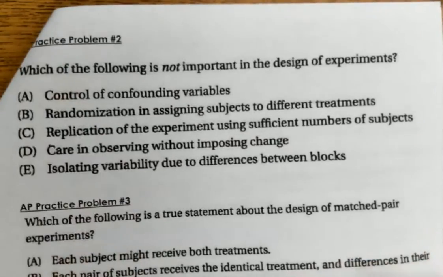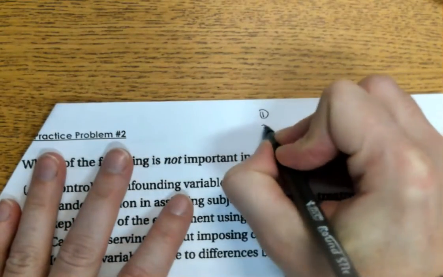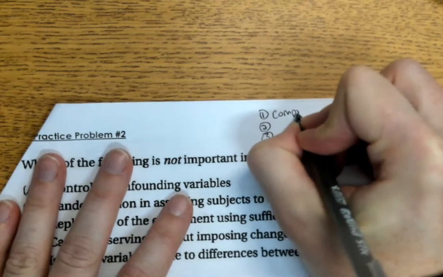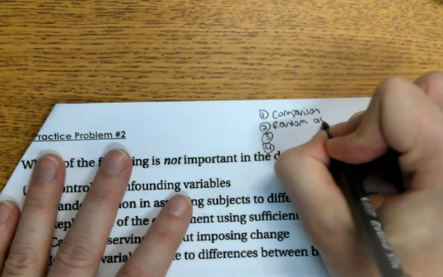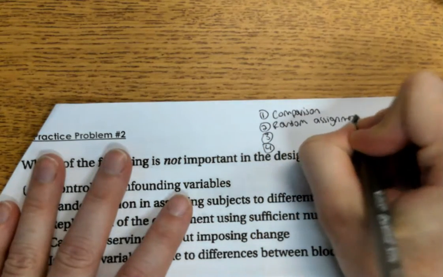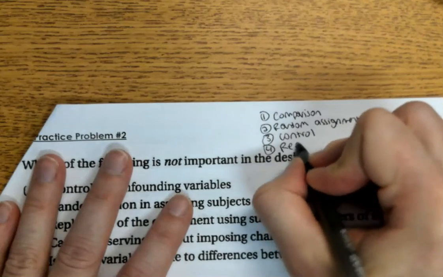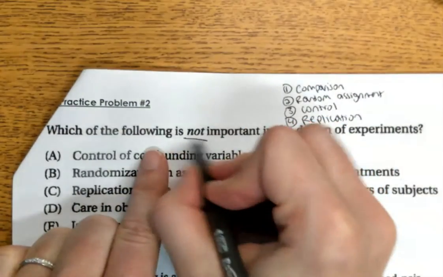Practice problem number 2. Which of the following is not important in the design of experiments? Okay, so that's a blast from the past, and by past I mean 2 days ago. So remember the big 4 things of an experiment: comparison, random assignment, control of lurking variables or confounding variables, and replication. So which of the following is not important?